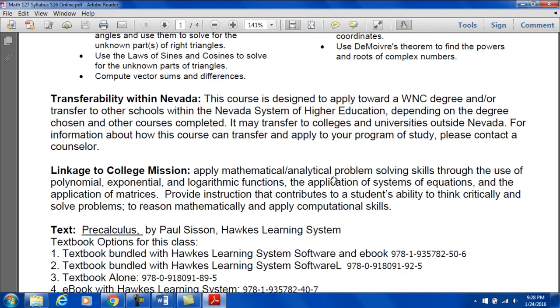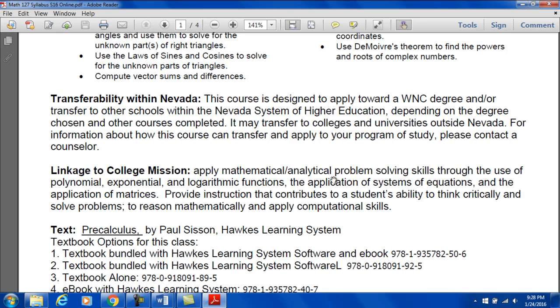Okay, some other things down here: transferability within Nevada. This course is designed to apply toward a WNC degree and/or transfer to other schools within the Nevada system of higher education, depending on the degree chosen and other courses completed. It may transfer to colleges and universities outside Nevada. For information about how this course can transfer and apply to your program of study, please contact a counselor.